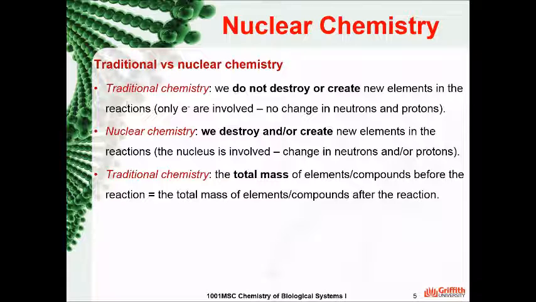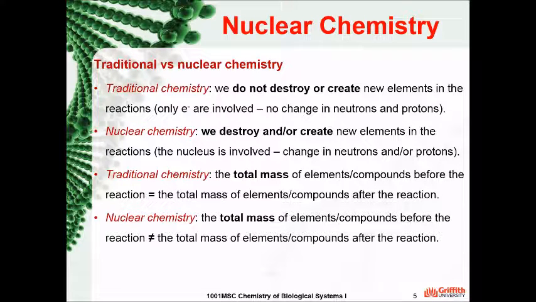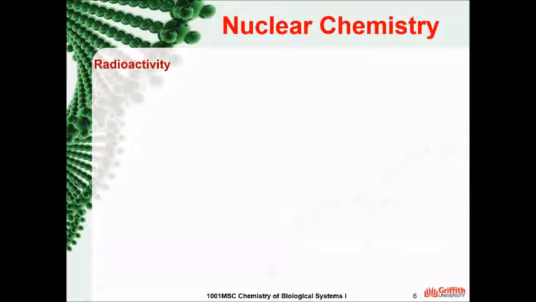In traditional chemistry, the sum of masses of elements and compounds in the reactant side before they go into the reaction is equal to the sum of the masses of the elements and compounds in the product side. On the other hand, in nuclear chemistry, the sum of masses of reactants is different than the products, and the missing mass is released as energy. Therefore, we will learn new rules to balance the nuclear equations, but don't worry, it will be easier than balancing traditional chemical reactions. The first concept we will discuss today is radioactivity.